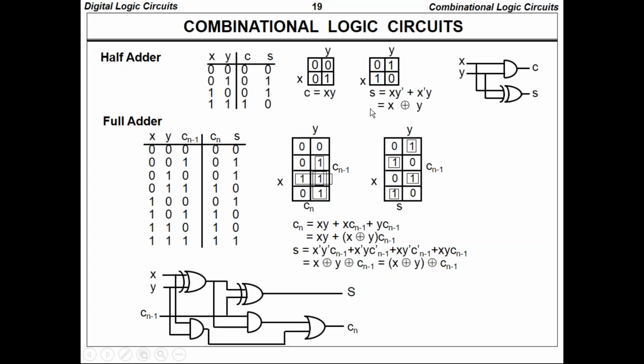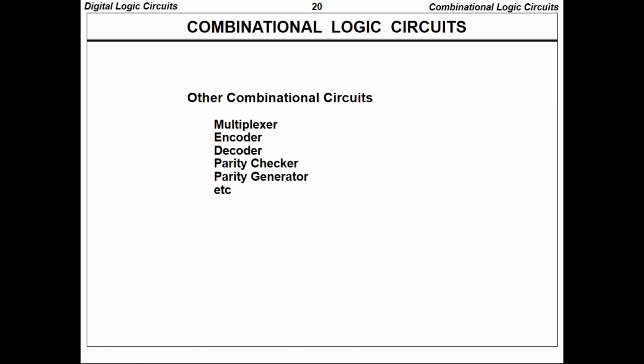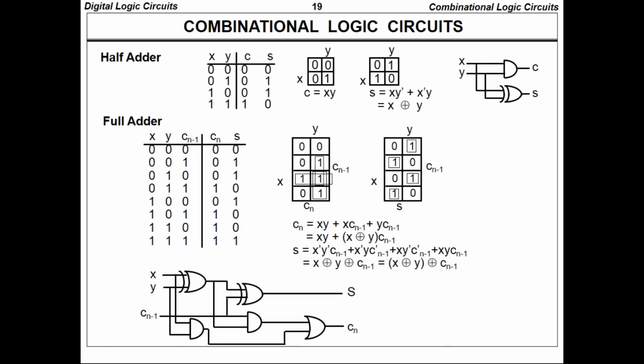For combinational circuits, the main example is an adder circuit. In that you have half adder and full adder. The half adder uses AND, NAND, NOR, NOT and an XOR. How we compute the output: here you have two outputs, sum and carry.